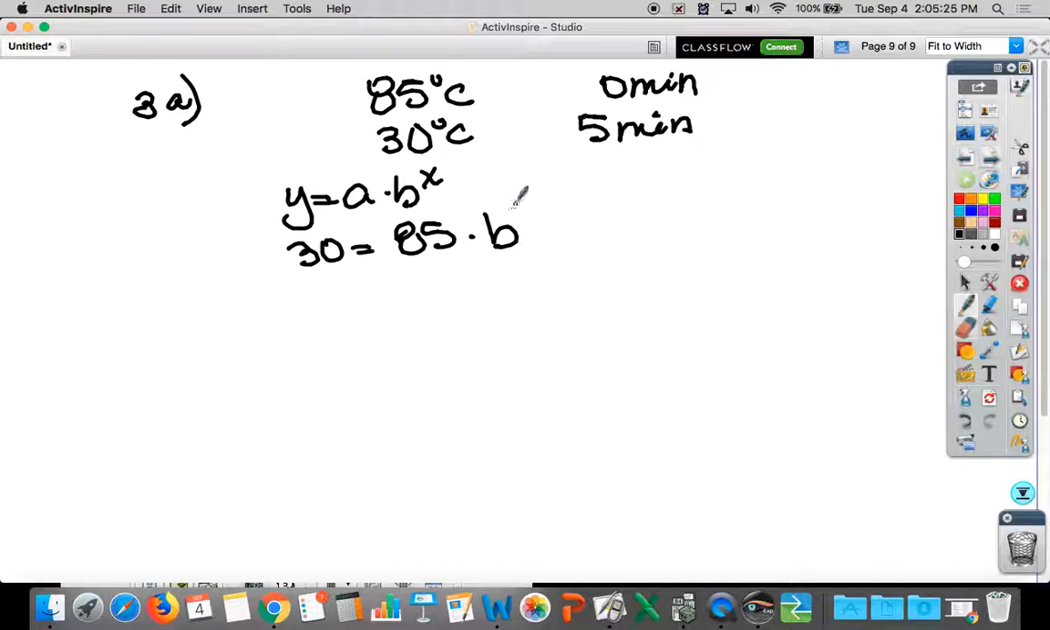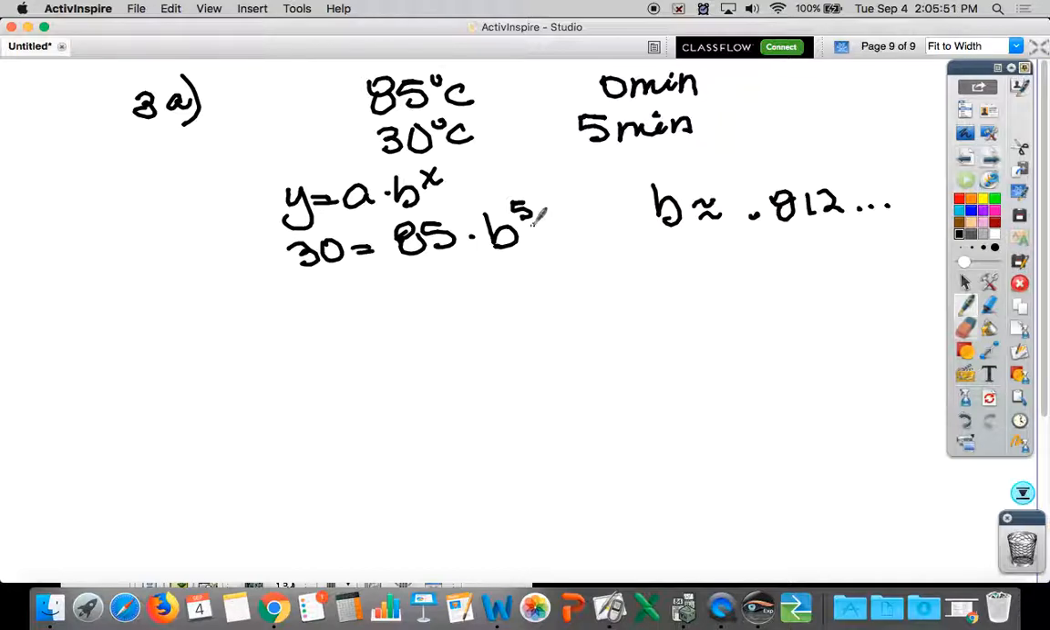And what is my x? 5 minutes. So you have to take the fifth root, and I think b ends up being approximately 0.812 something. Anybody not get that for your b? And if you didn't, just kind of raise your hand, let me know.